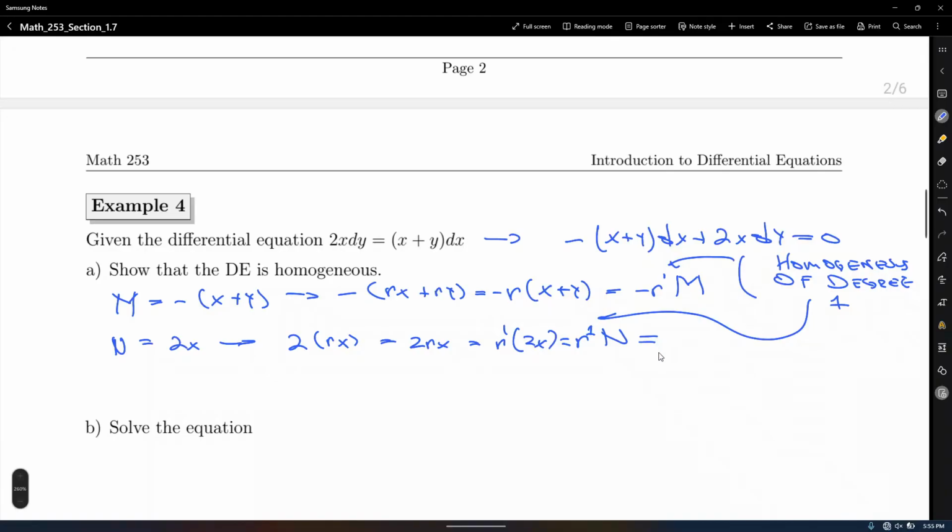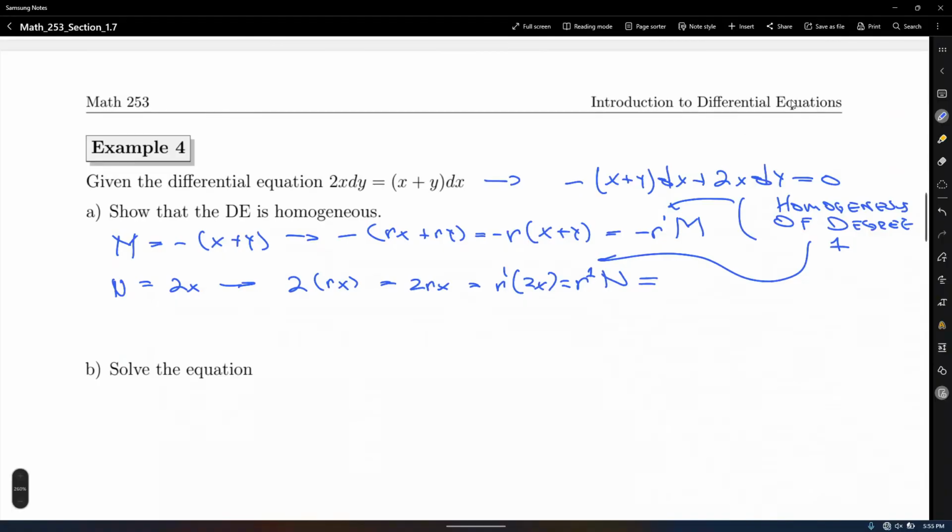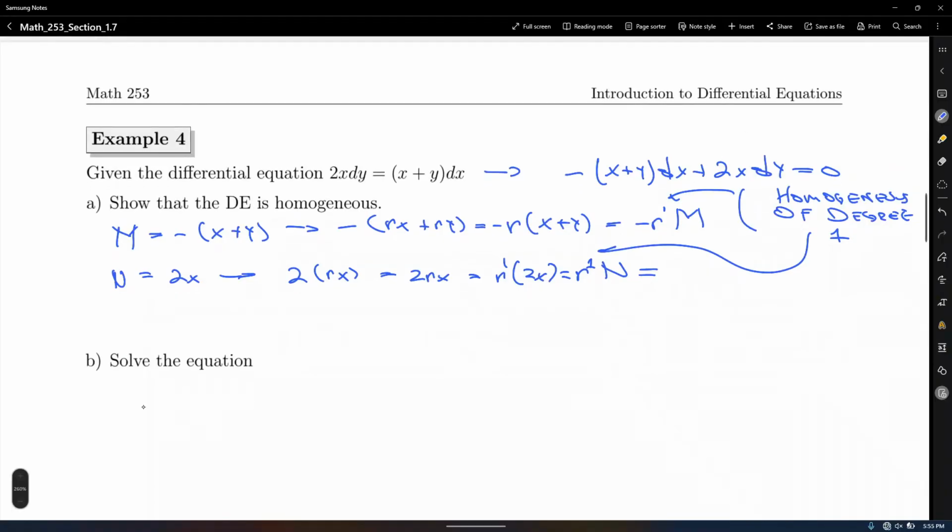All right? So number one, let me go back to the substitutions very quickly. To solve the equation, we will use the substitution y equals vx. Then dy equals, what is that? v dx plus x dv. All right? How are we going to do this?